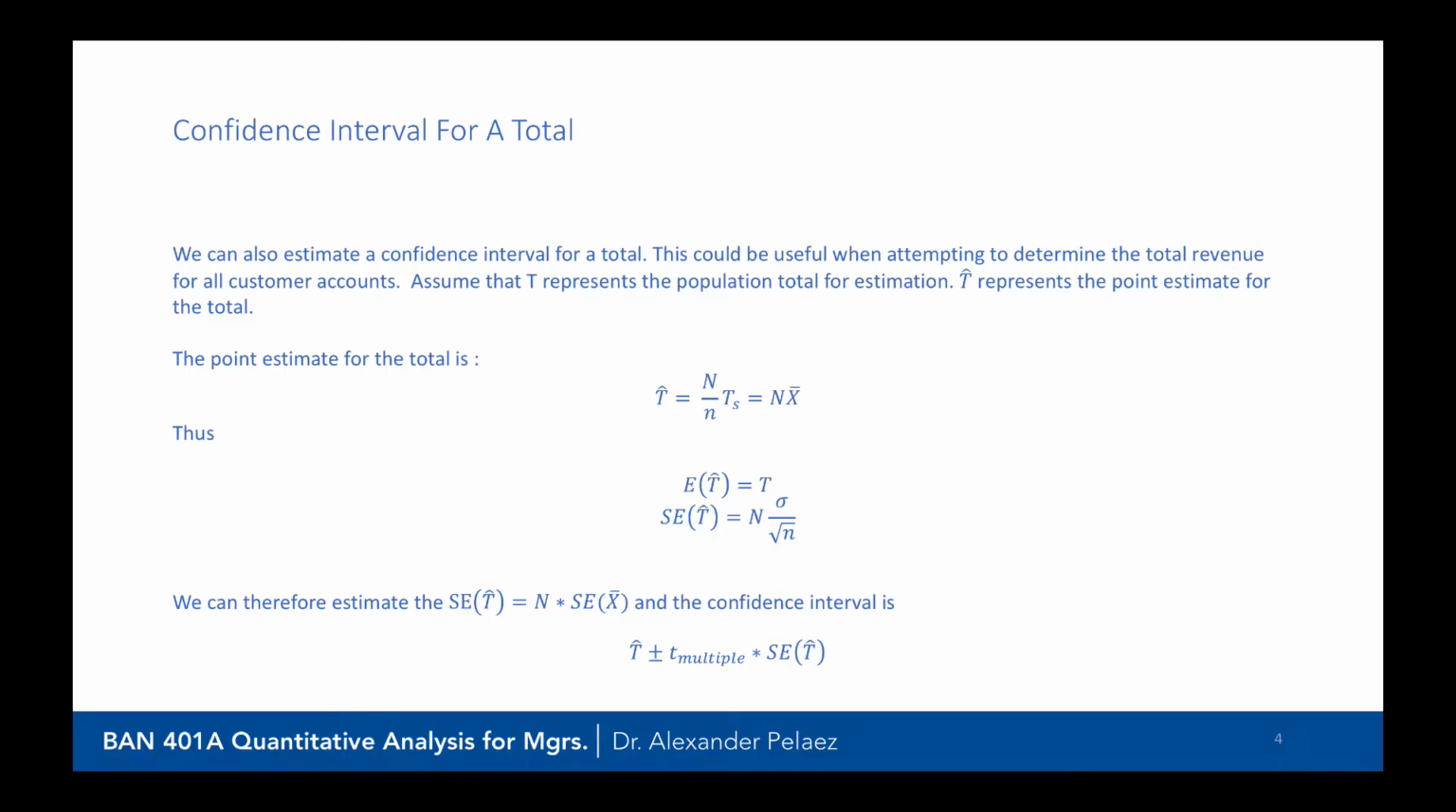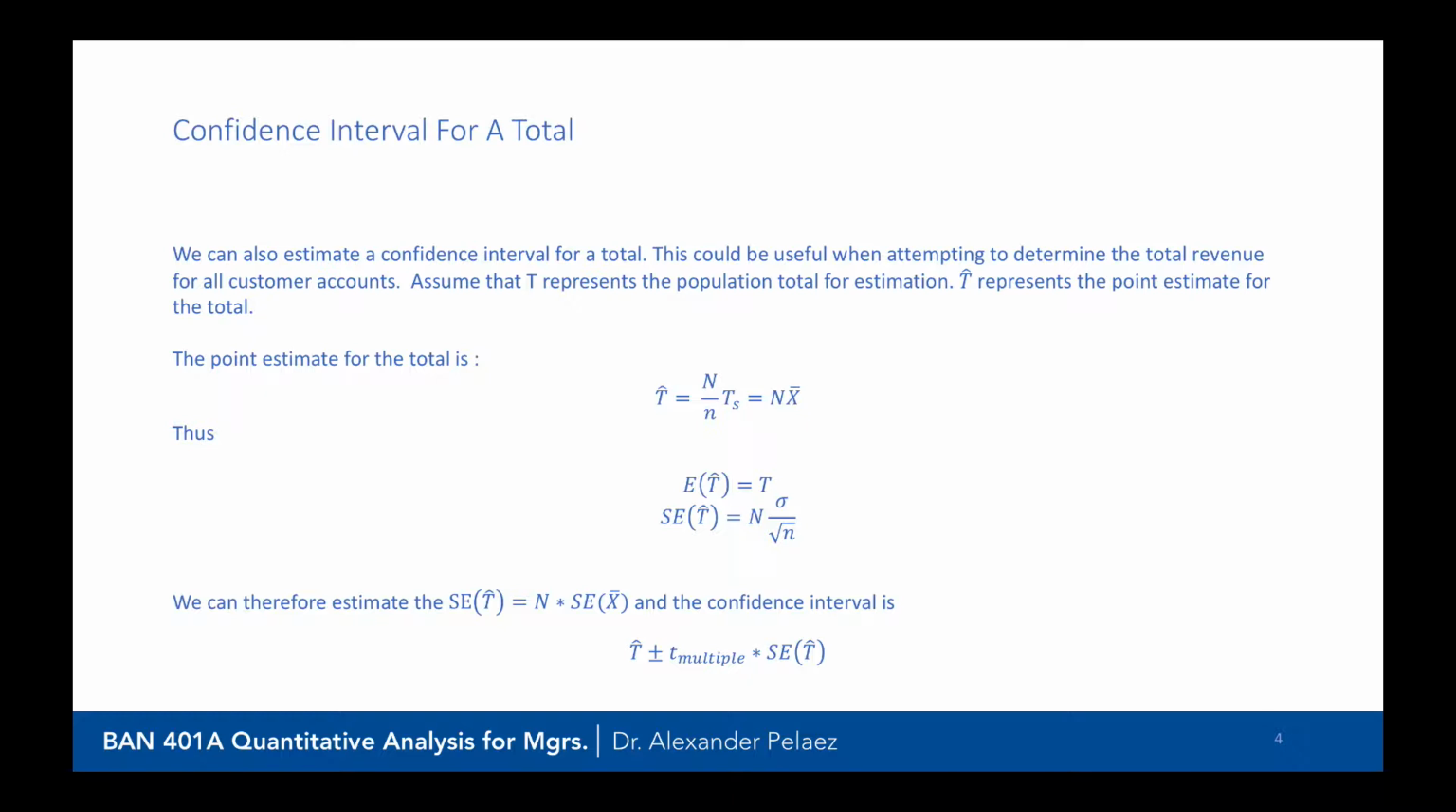Now, not all confidence intervals are going to be based on a mean. We can also create a confidence interval for a total. It's a little bit less intuitive, but let's say we're trying to determine our total revenue for all customer accounts. So T represents the population total for estimation, and the T with the little hat over it represents our point estimate for the total.